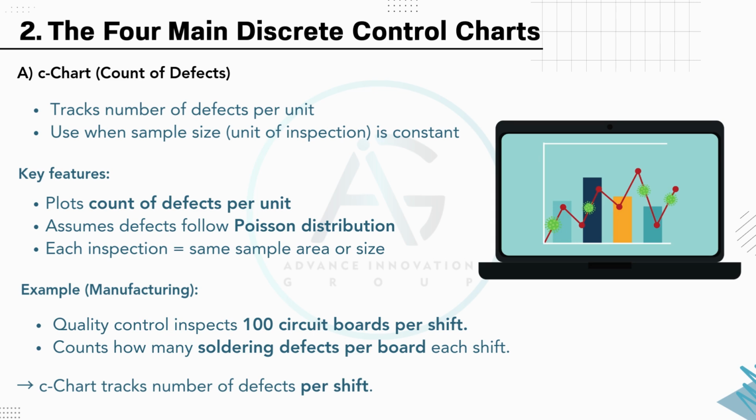Example. Let's take a manufacturing example. A quality control team inspects 100 circuit boards in each shift. They count how many soldering defects are present across those boards. So, every shift, the number of defects counted becomes a data point for the C chart. It helps us track whether the defect level is stable or if there are signals that require us to take corrective action. To summarize, use a C chart when you're counting the number of defects across a consistent inspection volume.